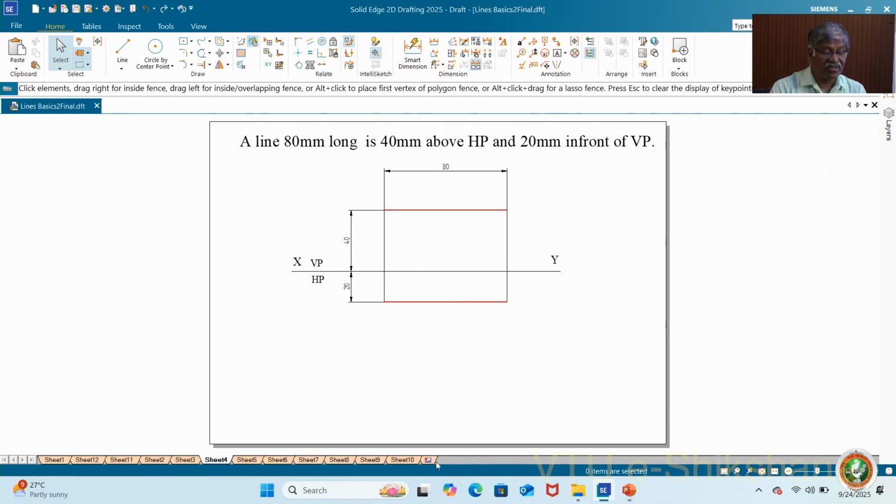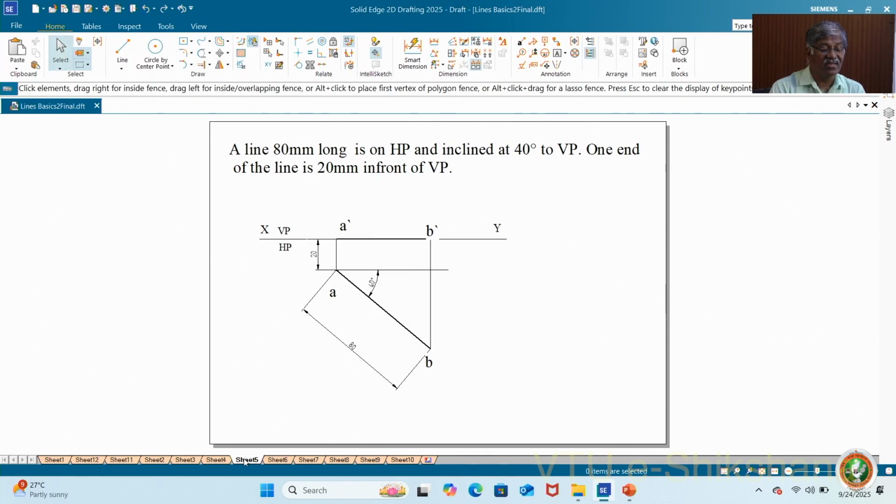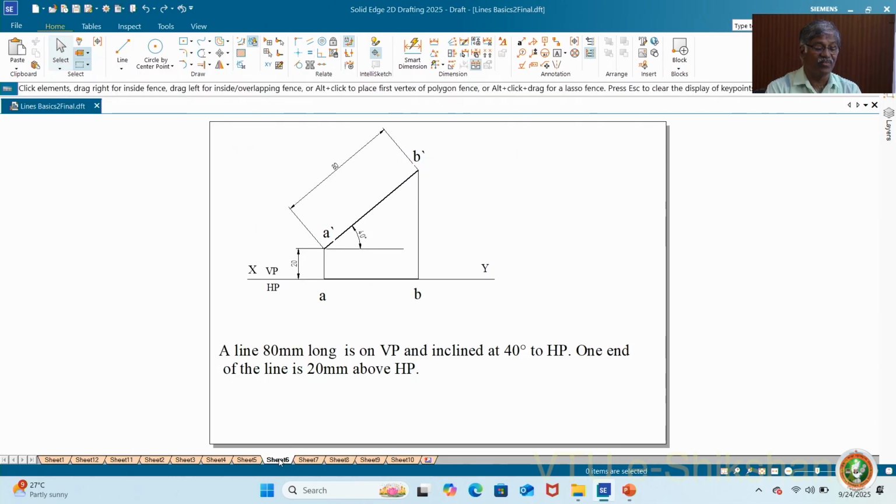So next comes the line which is inclined to VP on HP. See here, it is on HP and inclined at 40 degree to VP. One end of the line is 20 mm in front of VP. So this one now we take as the distance of one end of the point. You can even give the distance for B also. If nothing is specified, like particularly end A and B, you can start like this and draw the projection. There are alternate solutions for each problem.